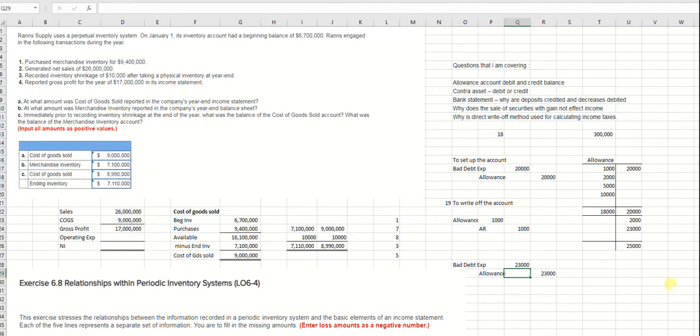But let's take alternative 2. What happens if I write off? So notice in this case I wrote off $18,000, but I estimated $20,000. What happens if I write off $22,000? Okay, so notice if I write off $22,000, I have $22,000 in my write-offs, but I only estimated $20,000. So by year end, I have a debit balance in my allowance for doubtful accounts.